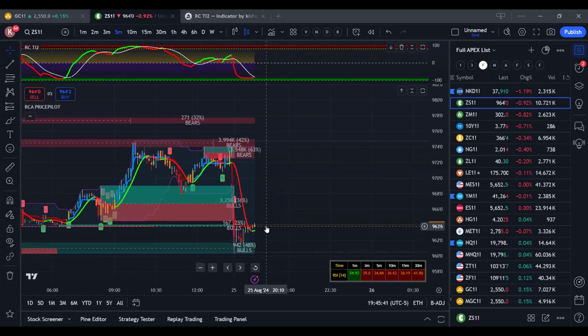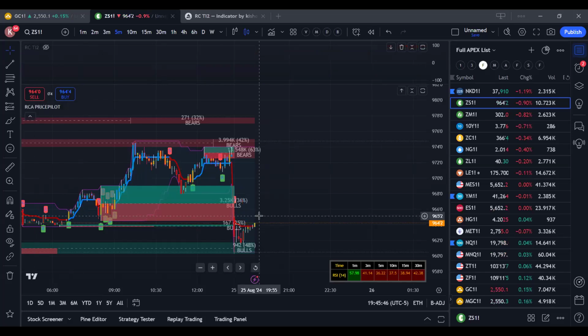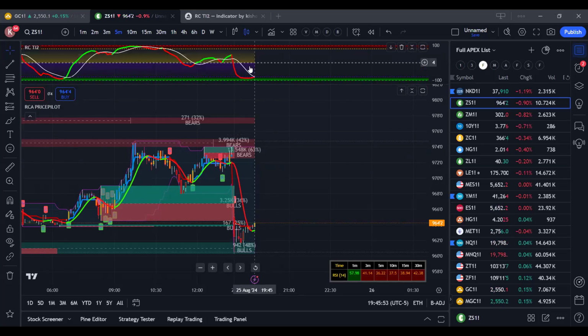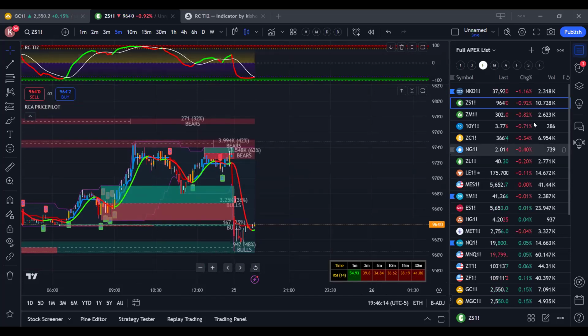Or if this one turns from red to blue, this one turns to green, this one starts turning to green, then this also becomes green, then it can start going up. So if all of them are green, good for long. If all of them are red, good for short. So you can use the combination of these two, Price Pilot and this TI2, and you can have nice success.